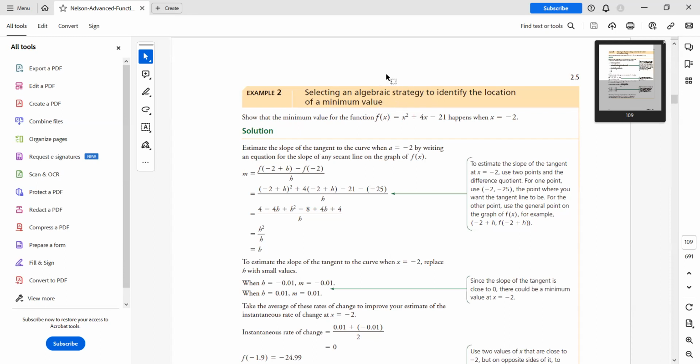So we know that this is a parabola, and because the leading coefficient is positive, it's going to be a parabola facing upwards like this. So because it's positive, it's going to look like this, right? Facing upwards. Show that the minimum value of this function occurs when x equals -2.